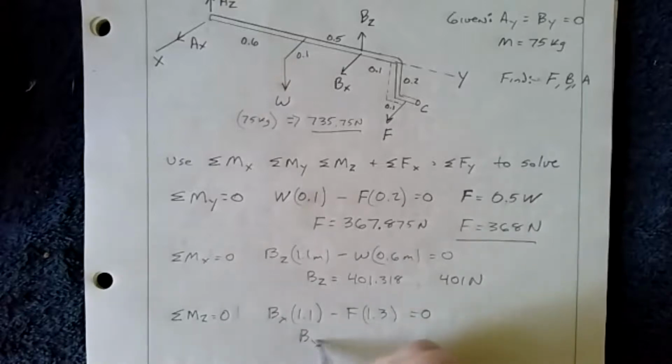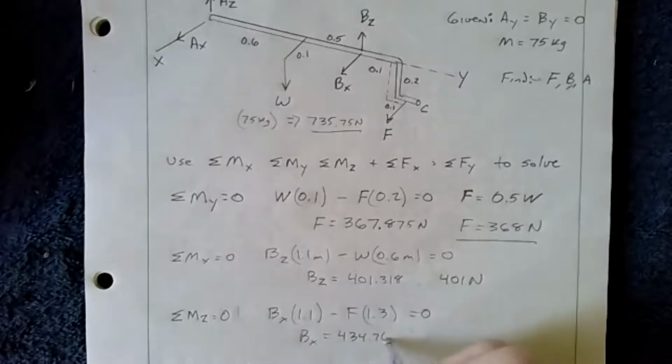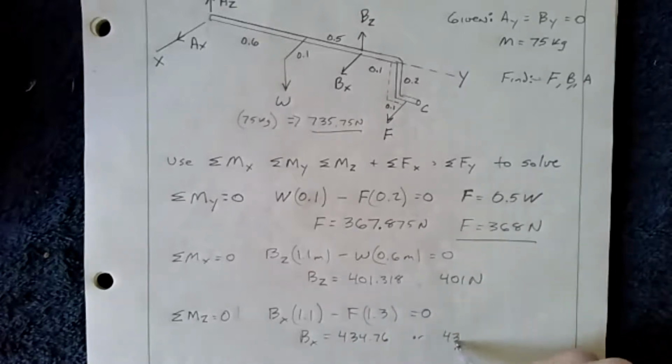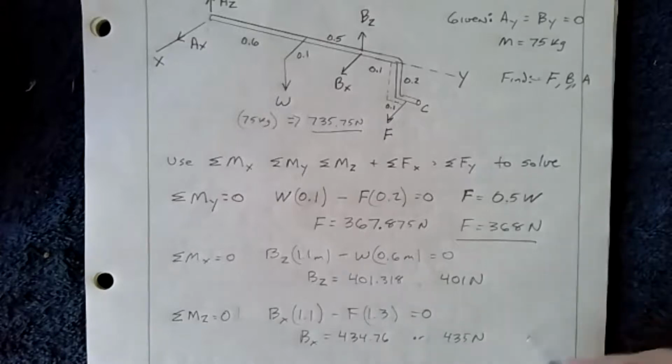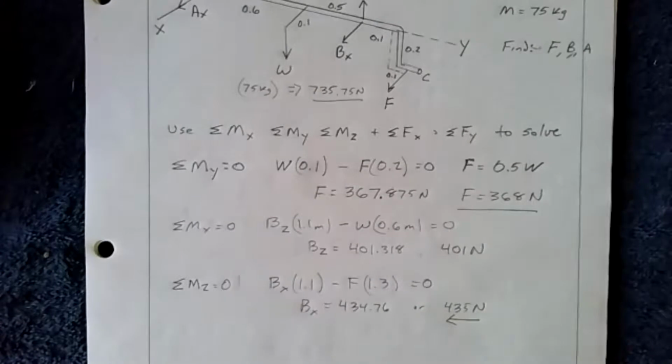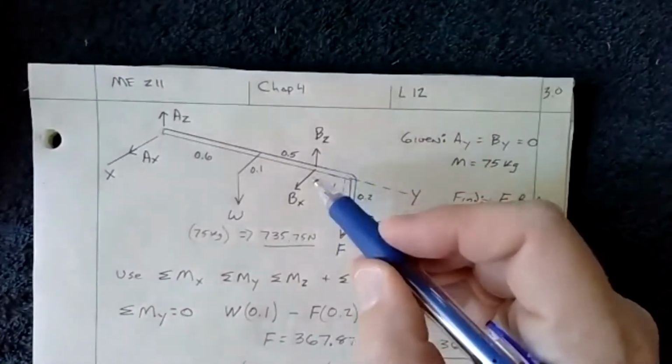And we get BX equal to 434.76, or 435 newtons, but it's in the negative direction. So we can write it as negative, or we can just write it like this, however you want. But the point is that BX is going to be going in this direction.